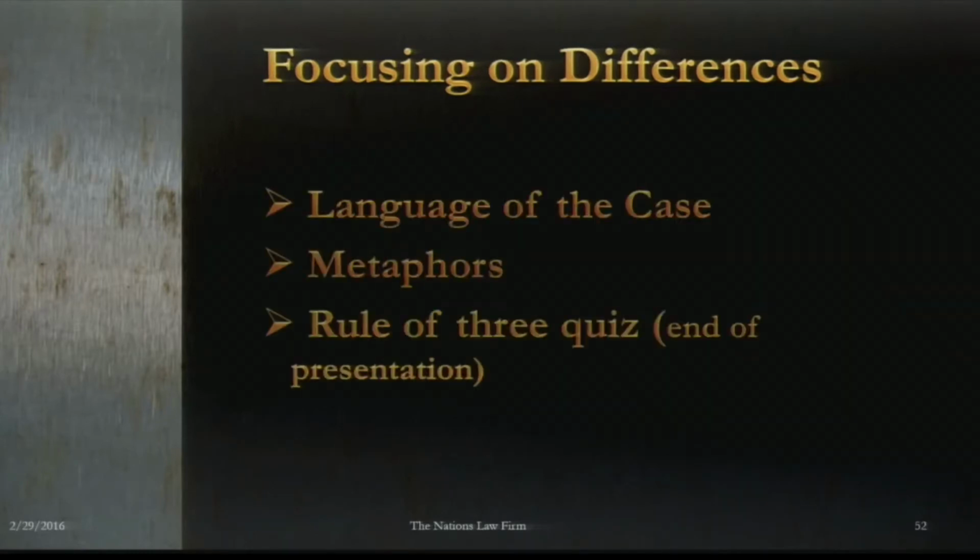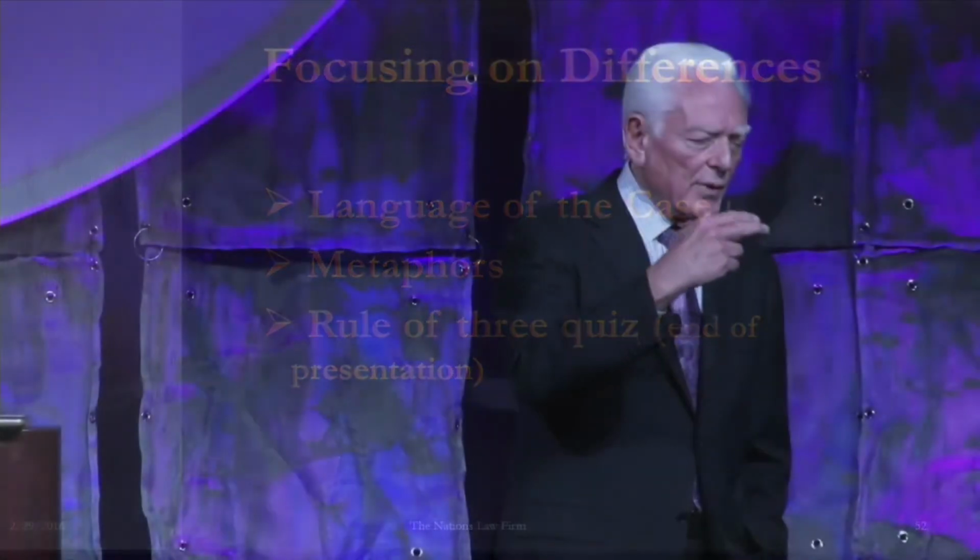You're looking for language of the case, metaphors, and a rule of 3 quiz. At the end of it, I'll say, okay, write down the 3 things, the 3 pieces of evidence that were most important to you. This is after they deliberate and arrive at a decision. Do that with all 3 generations and see what differences you get. What were the 3 most important elements of damage that you heard? What were the 3 most important things you heard on liability?